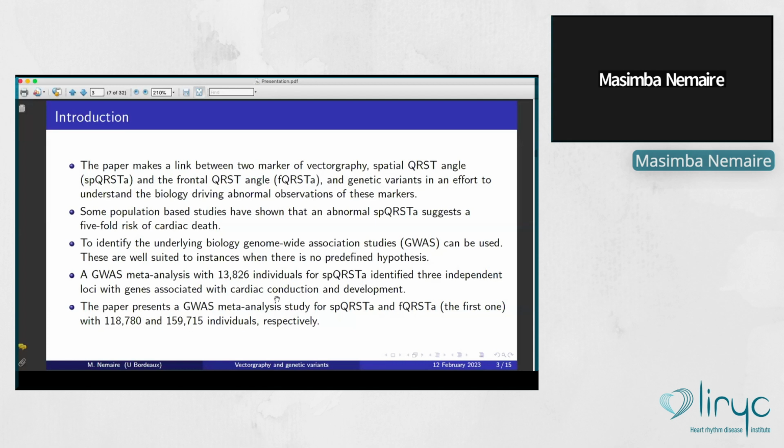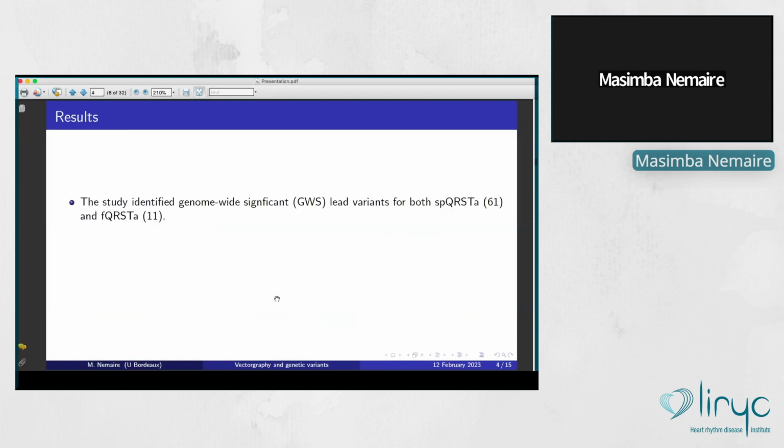And they say that this is the first genome-wide association study for the frontal QRST angle. So what did they find? When they did their analysis, they found that there are 61 lead, genome-wide significant lead variants of genes that reproduce an abnormal QRST angle.